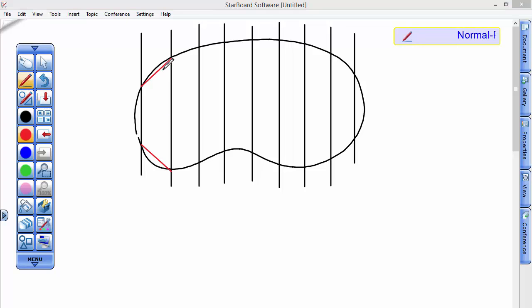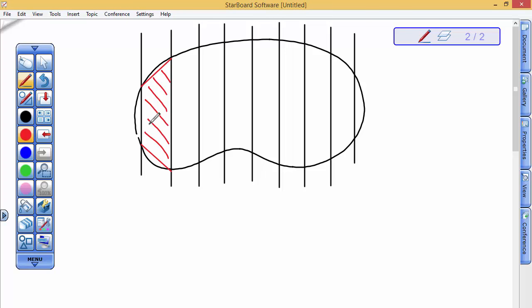Remember that we called this y sub naught, and we called this side y sub 1, and the distance between the parallel lines was the height. So the person who developed the trapezoidal rule said, well, the area of a trapezoid is the height divided by 2 times the sum of the bases. So when I write the area of this red trapezoid, I would write the height divided by 2 times the sum of its bases.